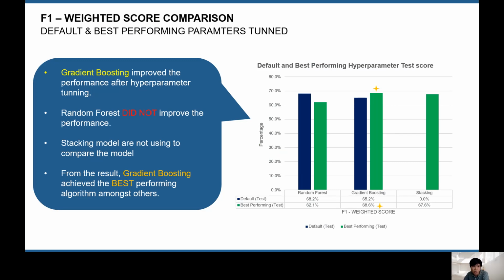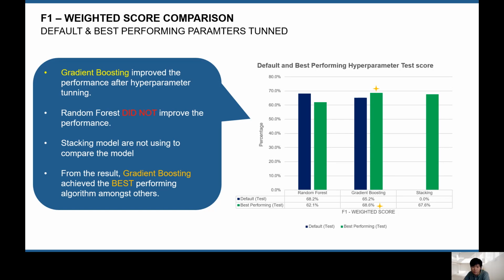In this slide, we are comparing the models between default and after we find the best parameters. We can see that gradient boosting improved after we performed hyperparameter tuning. It improved by a few percent, and random forest actually did not improve in performance. It dropped around 5% on the testing data.